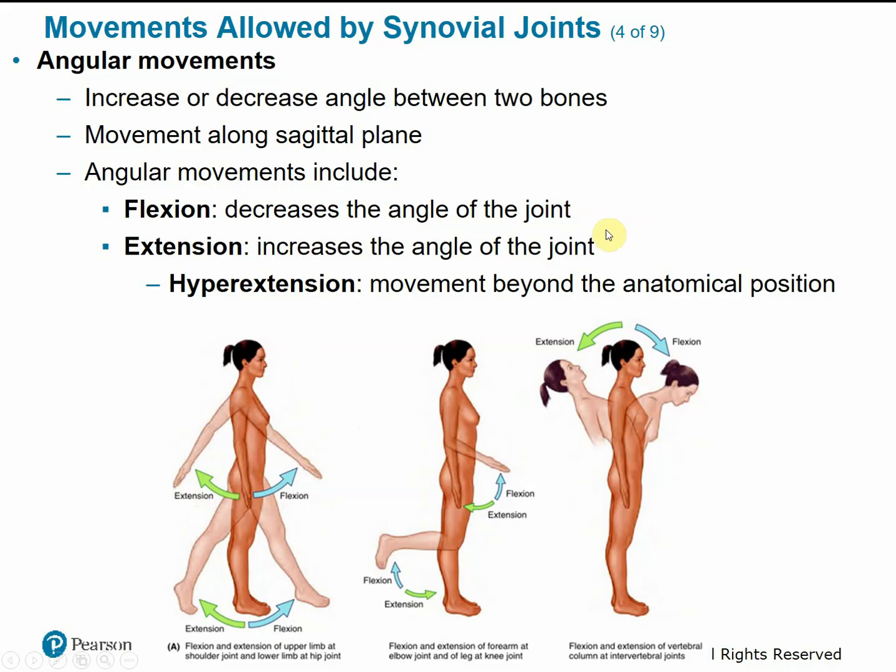When we talk about increasing or decreasing the angle of the joint, imagine the anatomical position, your arm is straight down at your side, right? So this would be our 180-degree angle. It's almost a straight line, right? Flat. So when you flex your arm, you're bringing it up. Now we're closer to a 90-degree angle, maybe like a 120-degree angle here. So we've decreased that angle. If we extend, now we're going to increase the angle of the joint.